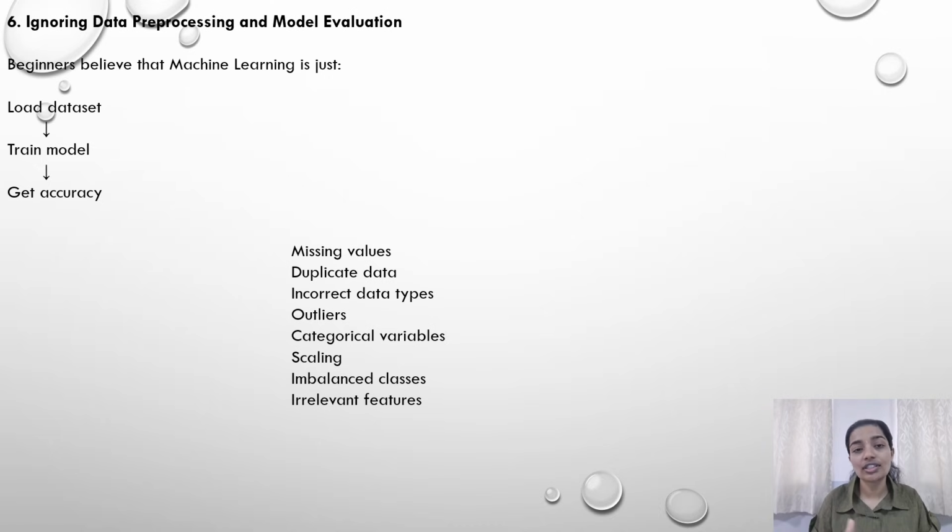Then the sixth mistake is ignoring data preprocessing and model evaluation. As I said, working with and handling the data are very important concepts. Most beginners think that you simply need to load the data set, train the model and get its accuracy. It's not like that. The data set that you are trying to work with may have missing values, duplicate values, outliers. It is not a very clean data set. You need to spend a lot of time on cleaning the data. That comes under data preprocessing, understanding the data.